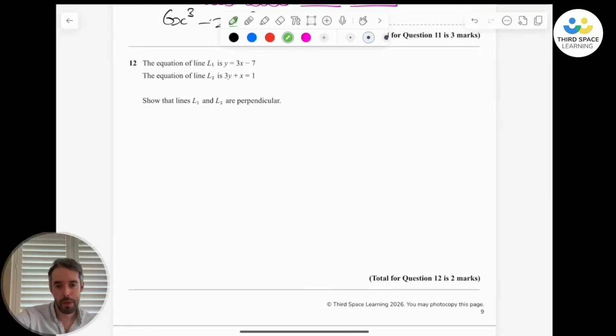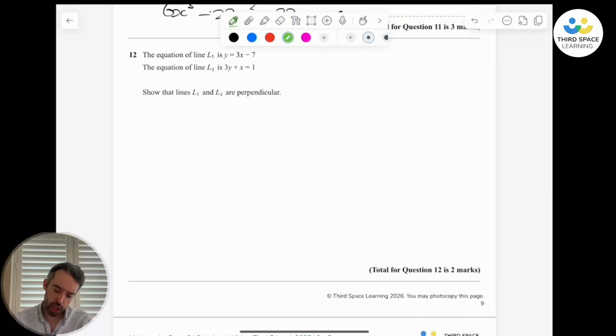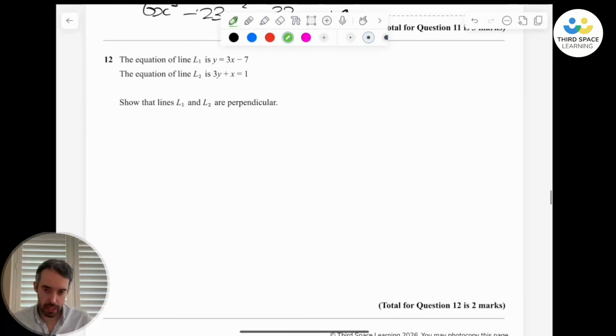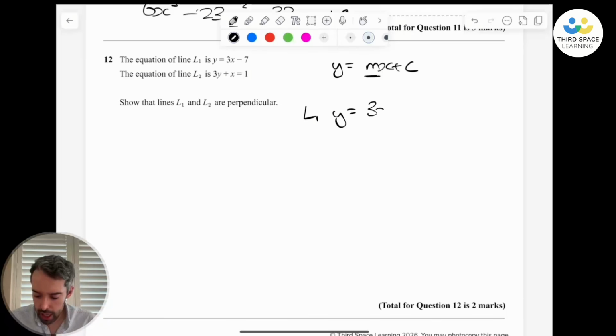Right, number 12. Number 12 says the line of the equation L1 is that. The line of the equation L2 is that. Show that the lines are perpendicular. Okay, well we know that the gradients of perpendicular lines multiply to give negative 1. So if we can show that here, these lines must be perpendicular. So remember that y equals mx plus c for straight lines, where m is the gradient. So for L1, we've got y equals 3x minus 7. So the gradient here is 3. That was nice and easy.